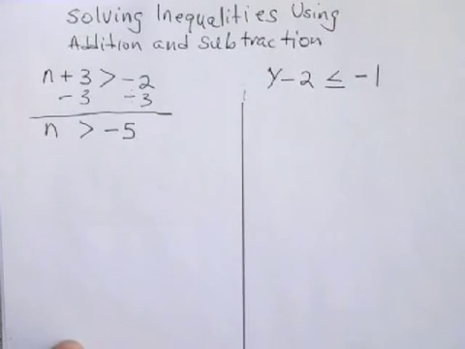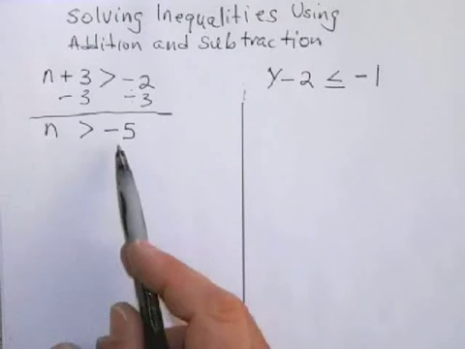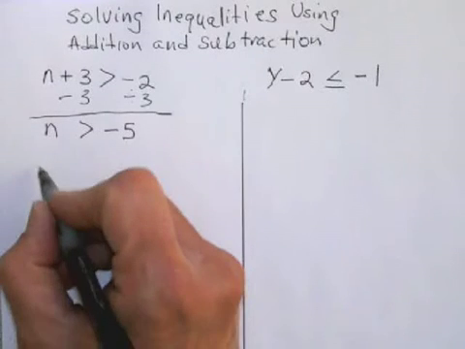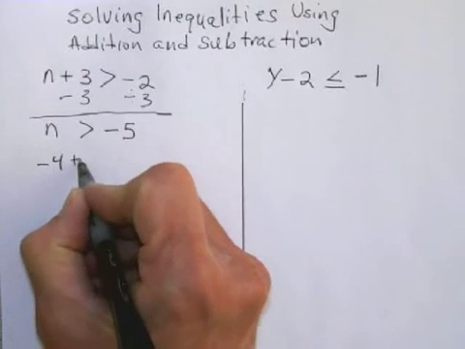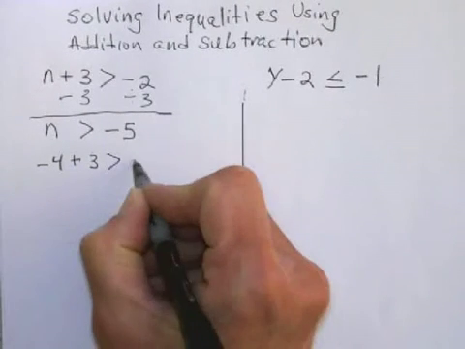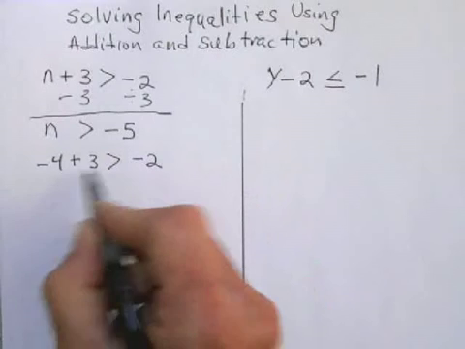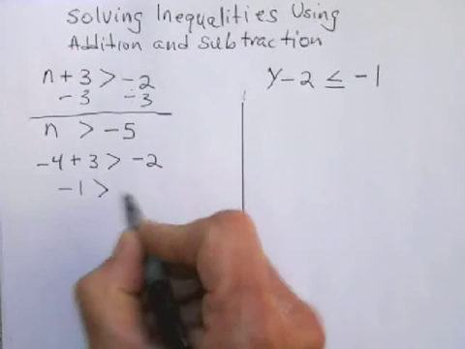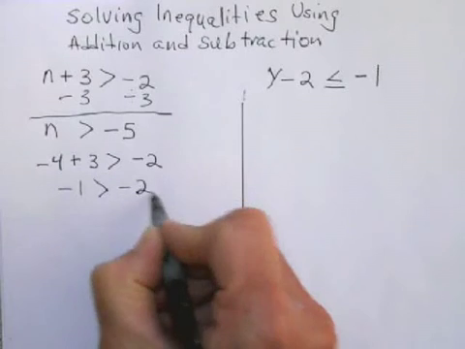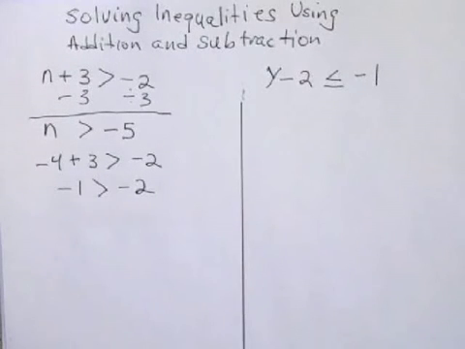If we wanted to check our answer, we could substitute in a number greater than negative 5. Let's use negative 4. Is it true that negative 4 plus 3 is greater than negative 2? Negative 4 plus 3 is, of course, negative 1, and negative 1 is, in fact, greater than negative 2. So this inequality is true. We have a true solution for our inequality.